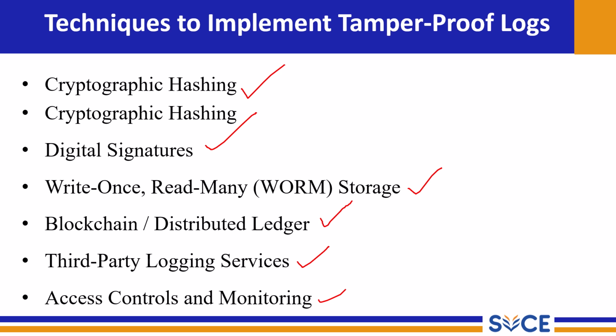Okay, and real-time examples: for hashing and chaining, technologies like custom scripts or blockchain; for signing, OpenSSL or PGP; for write-once storage, you can go for AWS S3 Object Lock or Azure immutable blob; for secure timestamping, an RFC 3161 timestamp authority; for remote logging, syslog to remote servers, Splunk, ELK; and you can go for Hyperledger Fabric or custom blockchain logging.